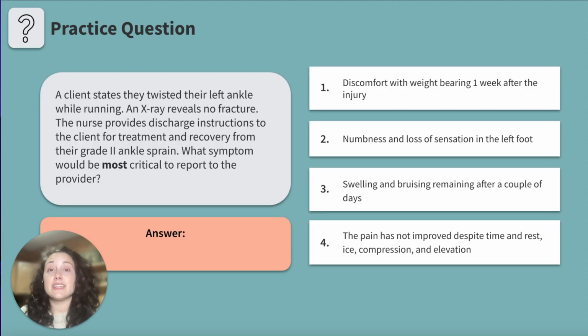A client states they twisted their left ankle while running. An x-ray reveals no fracture. The nurse provides discharge instructions to the client for treatment and recovery from their grade 2 ankle sprain. What symptom would be most critical to report to the provider?